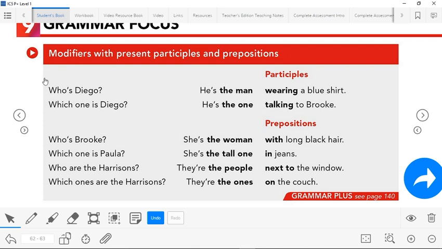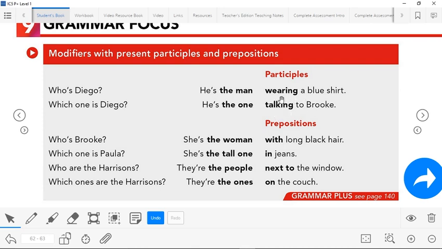For example, in this case, if we want to describe who's Diego, or which one is Diego, by saying what he's doing, we can use this. Okay, he is the one, because we use "which one is Diego" since we already know that it is a person. He is the one talking to Brooke. Okay, here we're describing him by what he is doing. He is the one talking to Brooke. Maybe he is the one dancing in the kitchen. He is the one cooking the dinner. We are describing that person. We are identifying the person by saying what he is doing, okay?